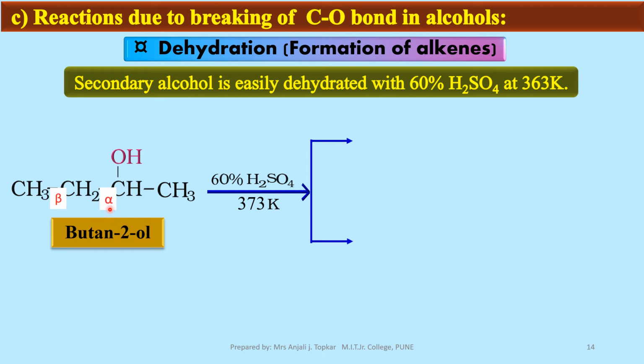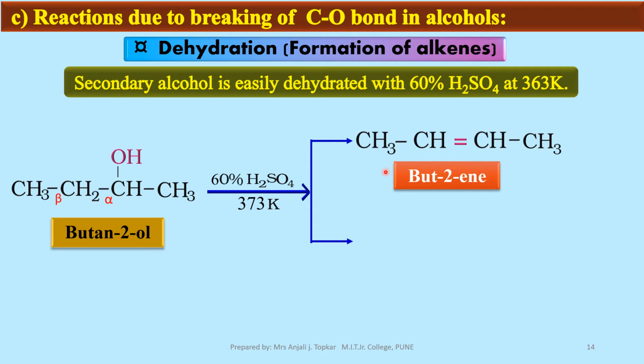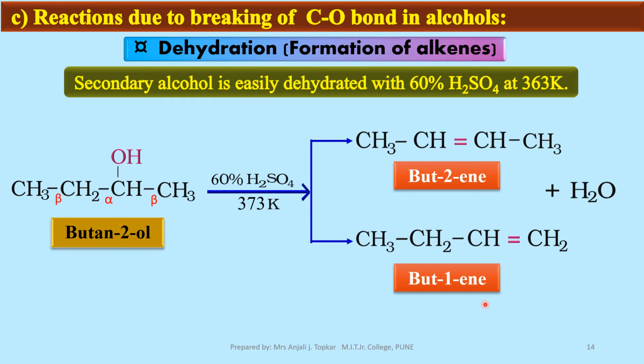Here, for the two adjacent carbon atoms from which H and OH are removed, the possibility of two different products is seen. It depends upon the alpha and beta carbon atom from which H and OH is removed. In the first case, we find formation of but-2-ene, that is CH3, CH, double bond CH, CH3. Whereas in the second case, the carbon atom from which hydrogen is removed is this one. So H of this carbon atom and OH of this alpha carbon atom give rise to the formation of the product but-1-ene. Here but-2-ene is the major product.